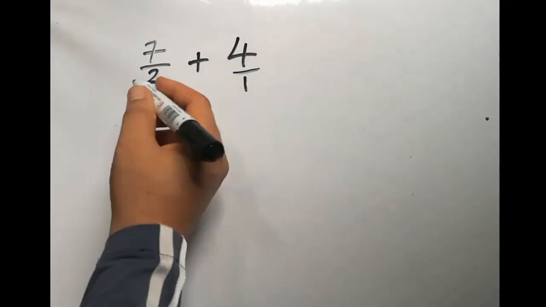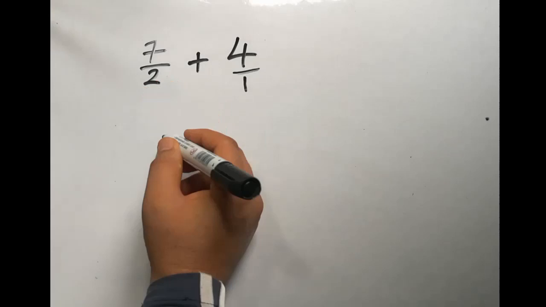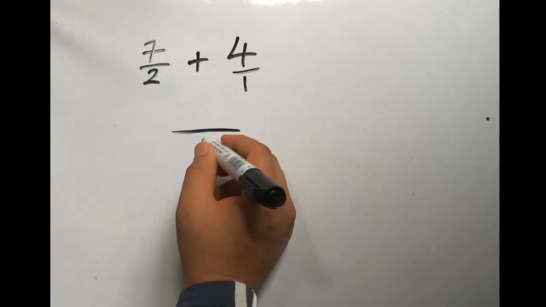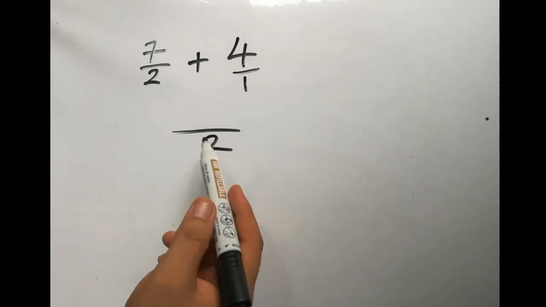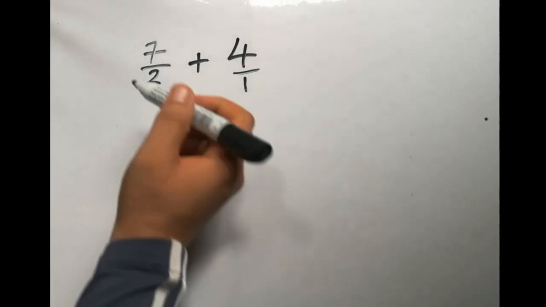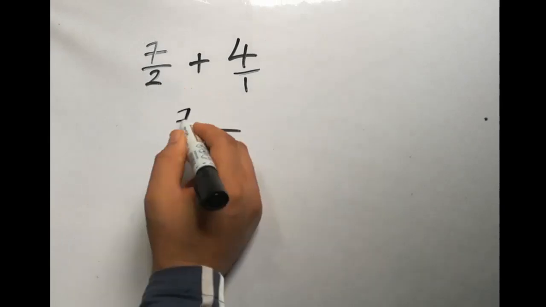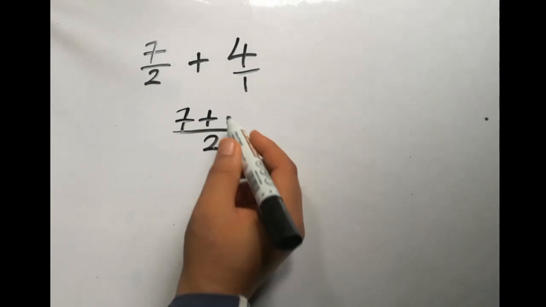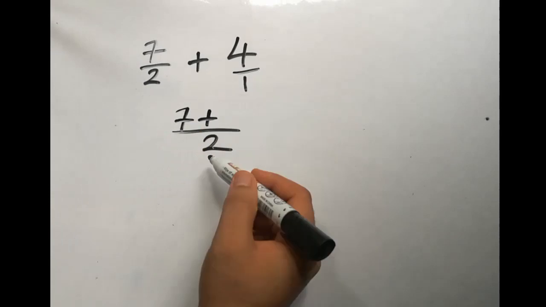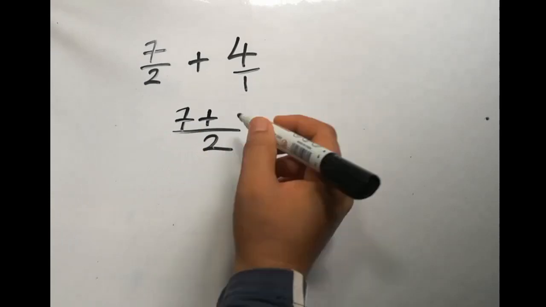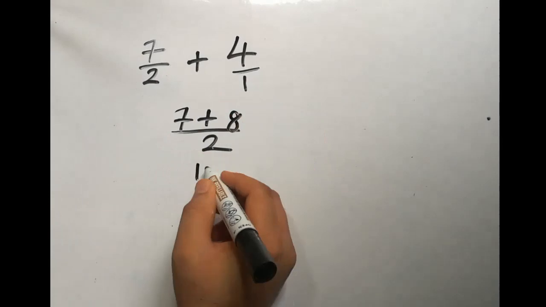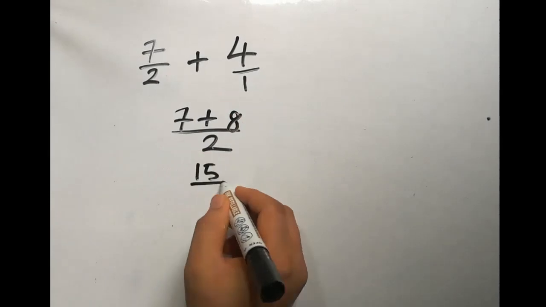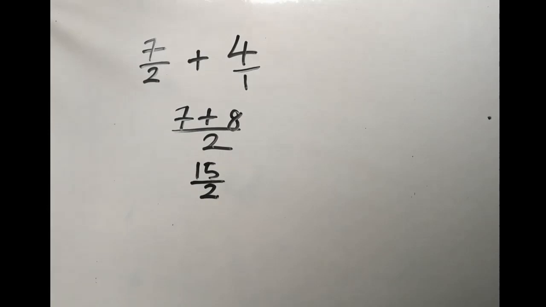You look for the LCM of 2 and 1, which is 2. The LCM is 2. When 2 divides 2, it will give you 1. 1 times 7 will give you 7. You bring down the plus sign. 2 divided by 1 will give you 2. 2 times 4 is 8. 7 plus 8 will give you 15 over 2 as the final answer.